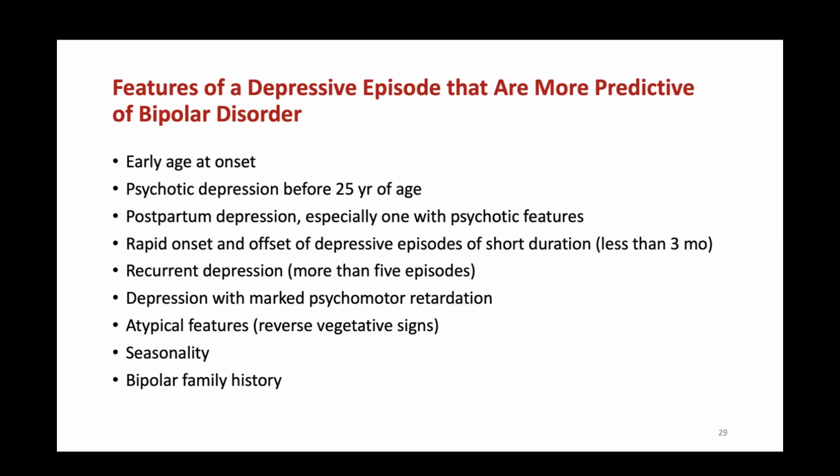Atypical features, that is reverse vegetative signs. Like what happens in depression? You have less sleep, you have less appetite. But what happens in atypical depression? The patient's appetite increases. The patient sleeps much more. There is rejection sensitivity. And the patient feels that he's not able to walk because lead pipes are attached to his legs. So we call it leaden paralysis. Seasonality. Many times we have recurrent depressive disorders which come only in winter, sometimes in summer. Those are the indicators that somebody might be bipolar. And if there is a family history of bipolar, if you understand these things, you will not miss a bipolarity.